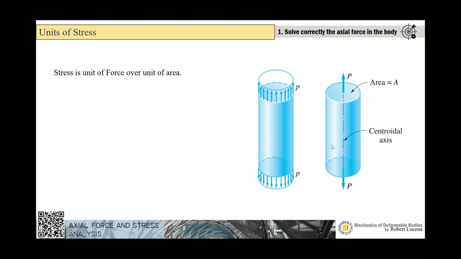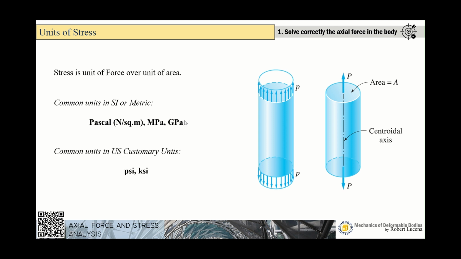And since stress is a unit of force over unit area, the units commonly used for metric are Pascal, representing Newton per square meter, megapascal, and gigapascal. Now, in US customary units, they use PSI, pounds per square inch, or KSI.